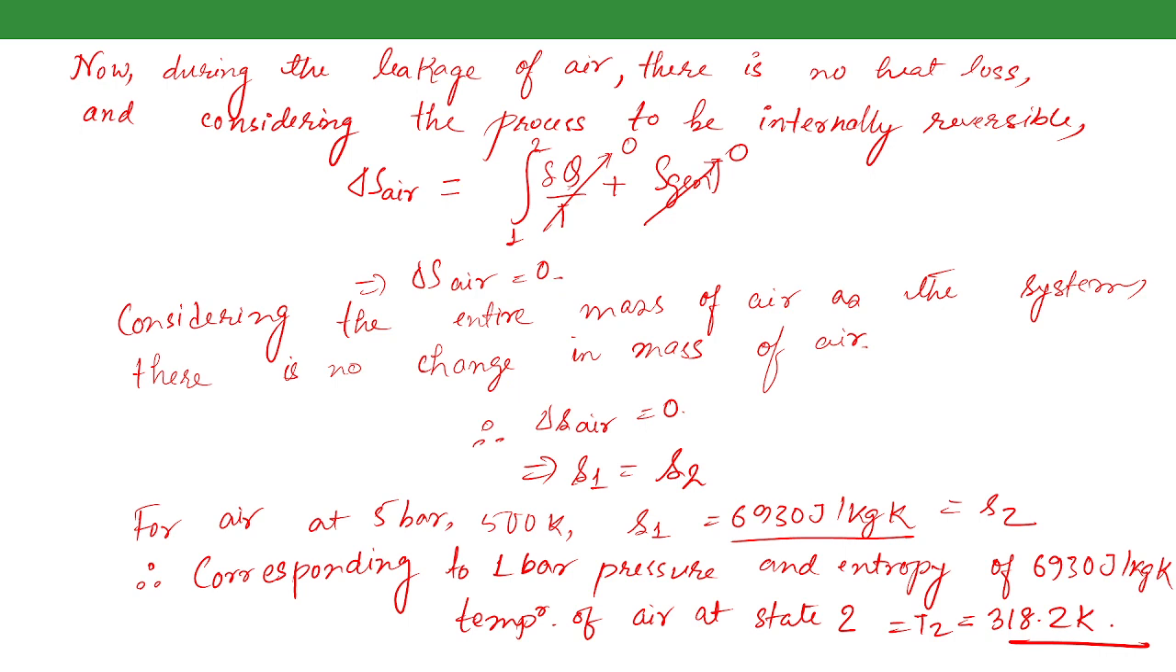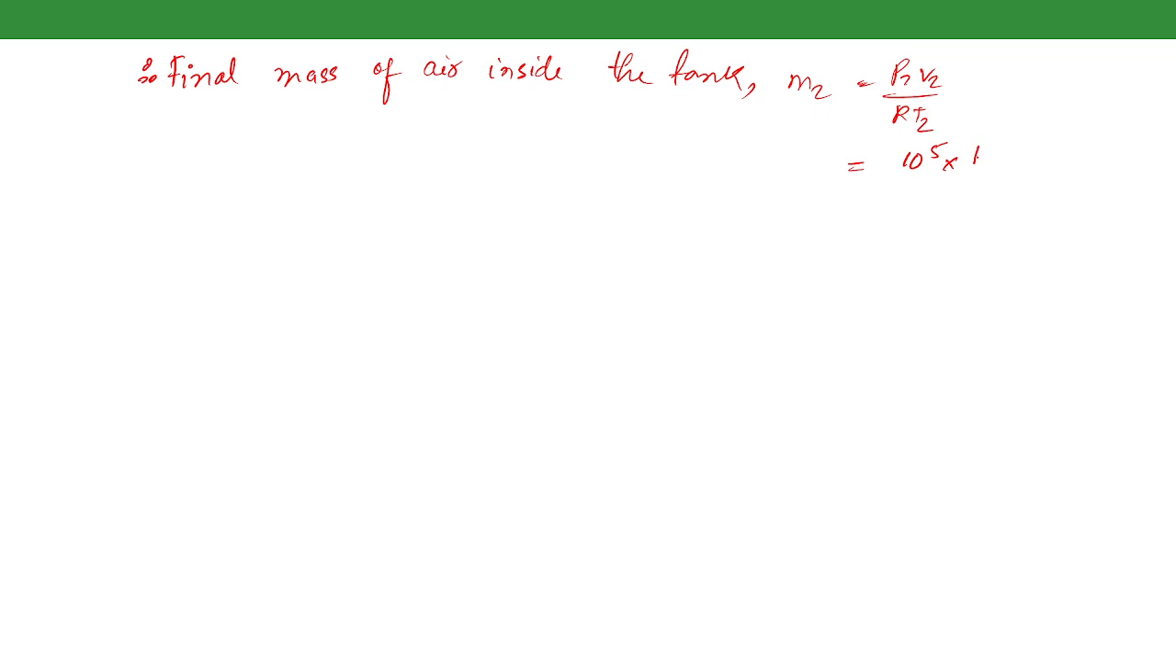Therefore, the final mass of air inside the tank, M2, is P2 V2 by R T2. So this is equal to 10 to the power 5 multiplied by 1.485, since the volume remains constant, divided by 287 multiplied by 318.2. So this value comes out to be 1.626 kg.